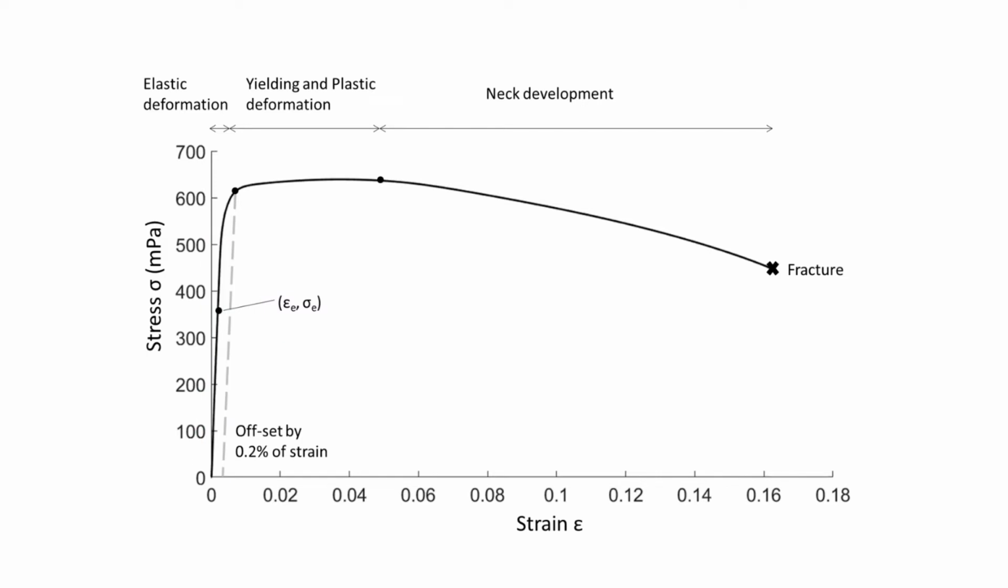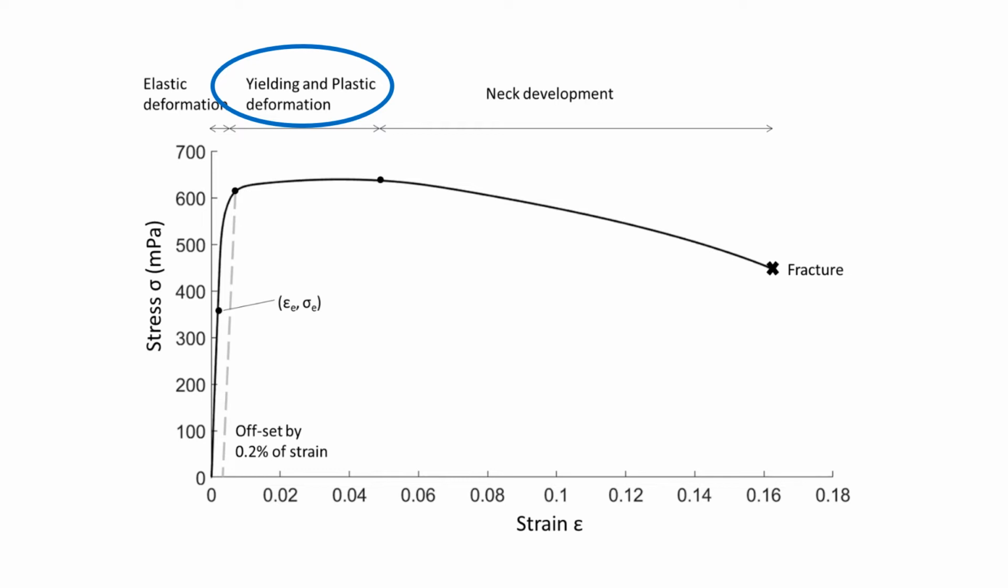The end of this linear elastic deformation is marked by the yield point. In many cases, the exact yield point cannot be easily identified. By convention, the yield point is defined as the intersection point of the stress-strain curve with the elastic linear line shifted by 0.2% on the x-axis. From the yield point, any additional stress will cause permanent deformation. This is called plastic deformation.